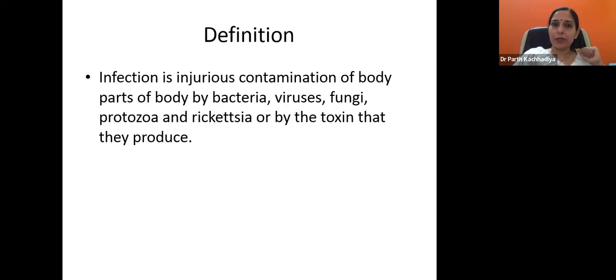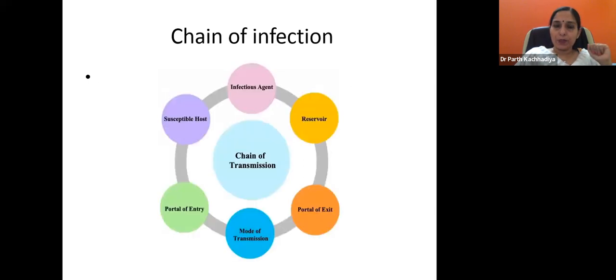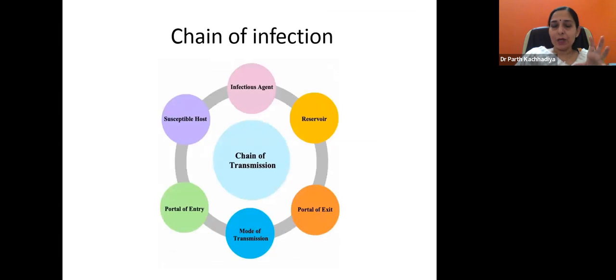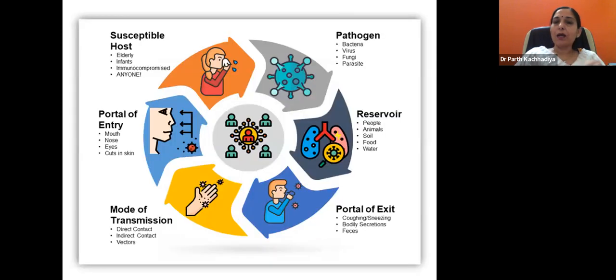So what is the definition of infection? It is the injurious contamination of the body or parts of the body by bacteria, viruses, fungi, protozoa, and rickettsia, along with the toxins that they produce. And this is the chain of infection. Everyone has seen this picture at some point of time, but our aim is to break this chain of infection. In the chain there are the susceptible host, pathogen, reservoir, portal of exit, mode of transmission, and portal of entry. Our purpose is to break this chain.